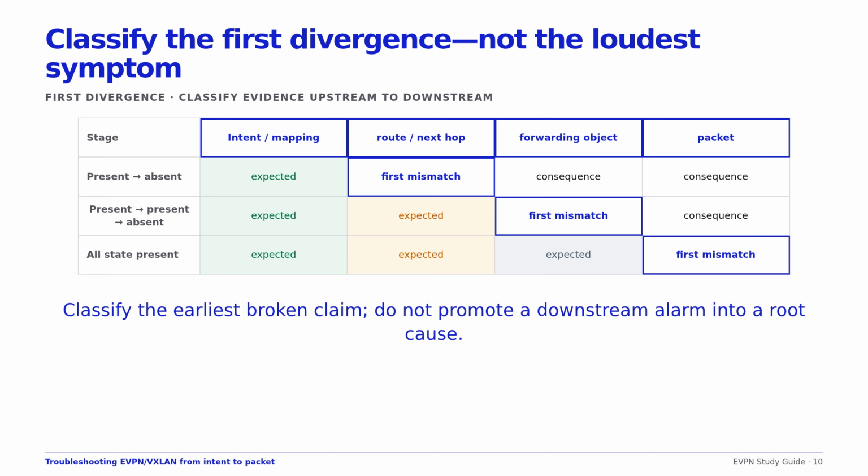This classification prevents random configuration changes. Record why every earlier gate passed, and hand the case to the owner of the first failed gate with the correlation key and timestamp.